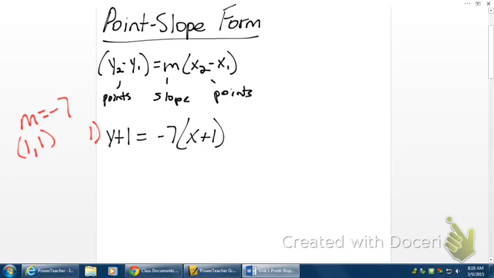Now I want you to check your answer. I'm going to work this out real quick. So, first thing you have to do is distribute through negative 7. Multiply negative 7 times everything. So we get a negative 7x minus 7.